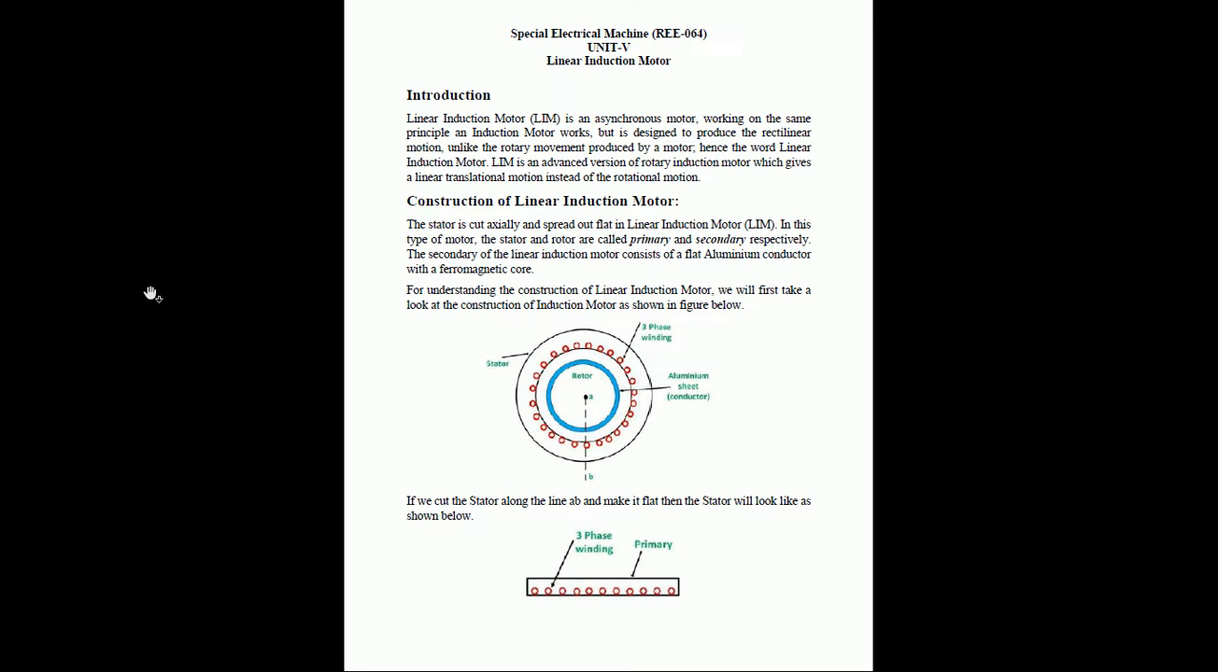For understanding the construction of the linear induction motor, we will first take a look at the construction of an induction motor, as shown in the figure below. This is the construction of an induction motor. There is the rotor and this is the stator. A three-phase winding is placed in the stator and this is the core of the rotor. If we cut the stator along the line AB, this one is A and this one is B, then make it flat, the stator will look like as shown below.